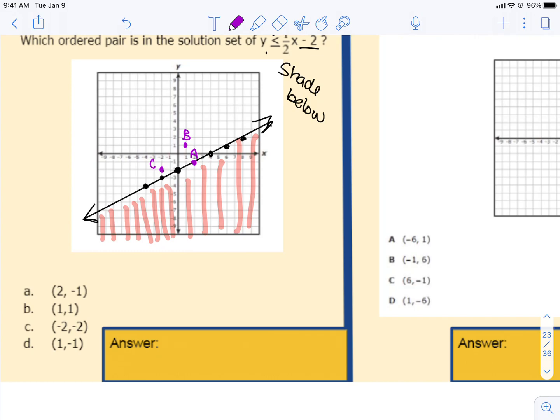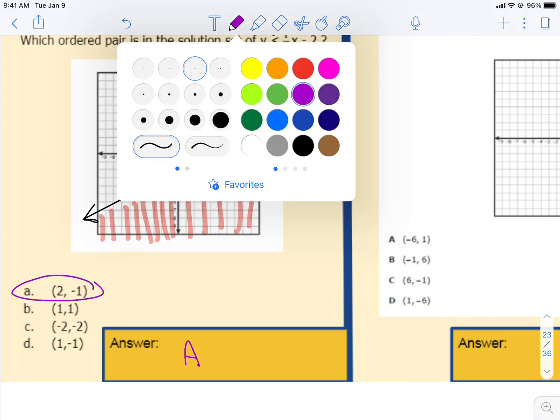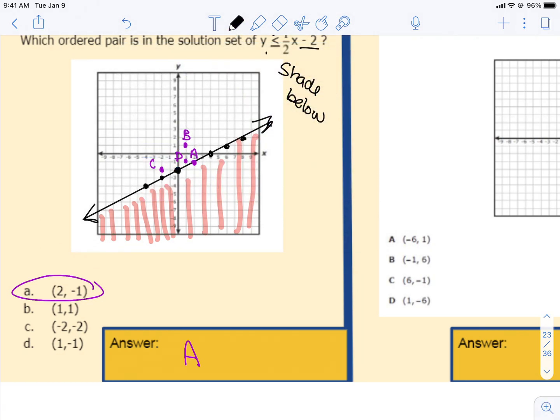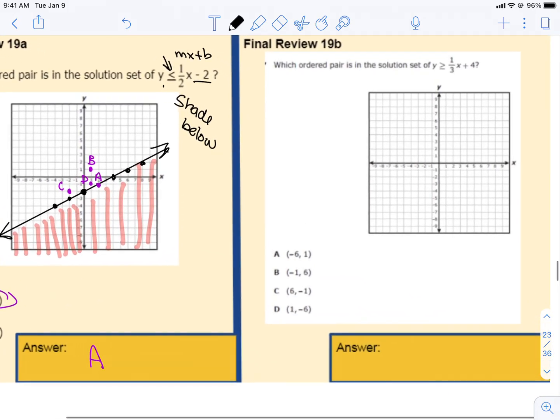That's C. And 1, -1. That's D. So looking at it, clearly B, D, and C are not in the shaded area. A falls on the line, and since it's a solid line, that will work as a solution. Okay, if it were a dotted line, it would not be a solution, but since it's a solid line, it is a solution. Okay, looking at the next one.